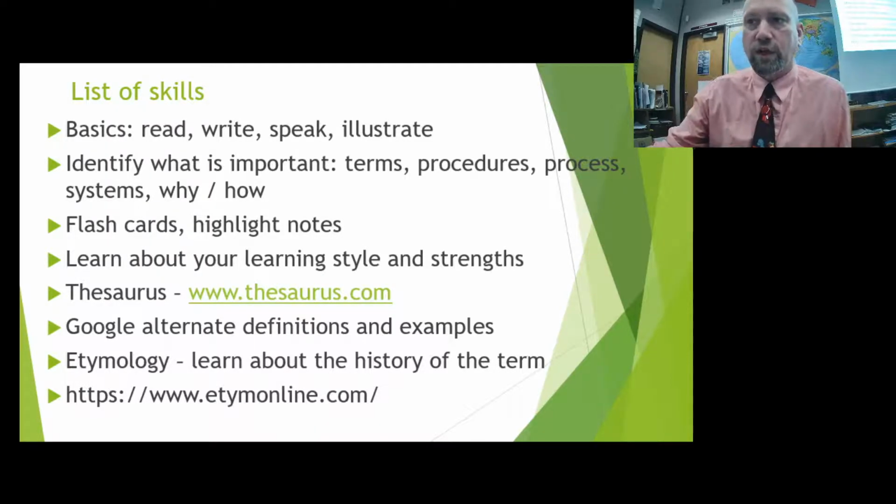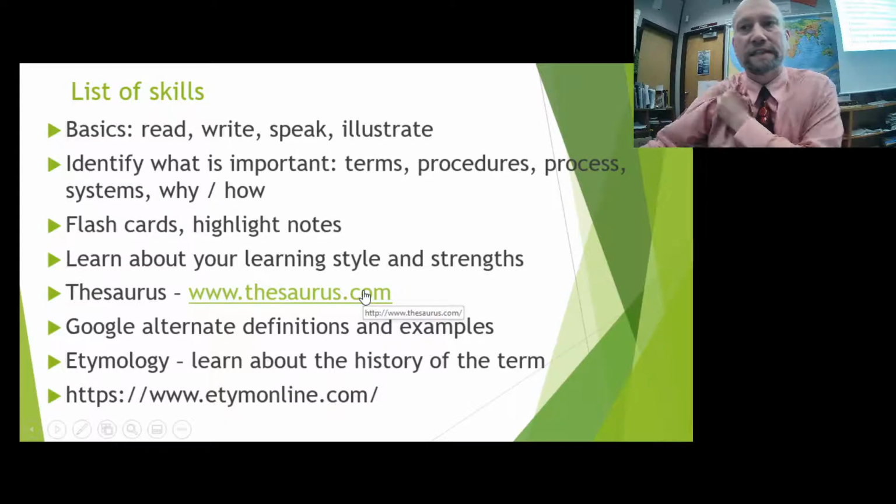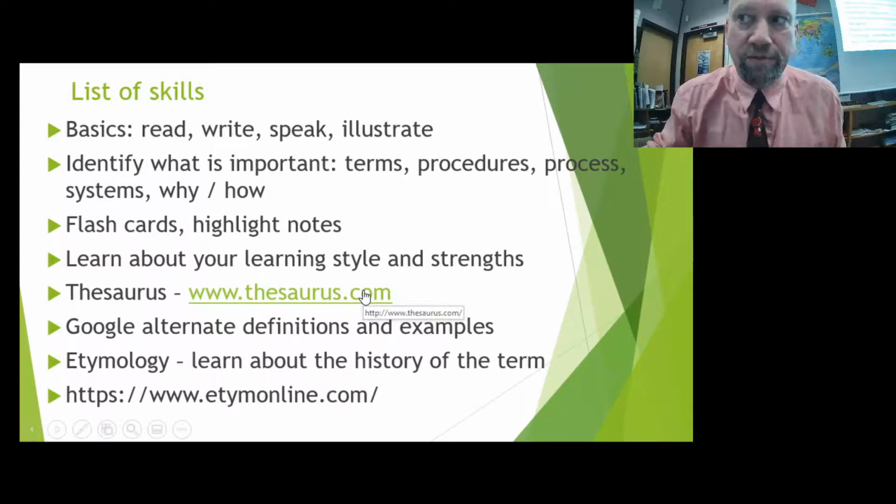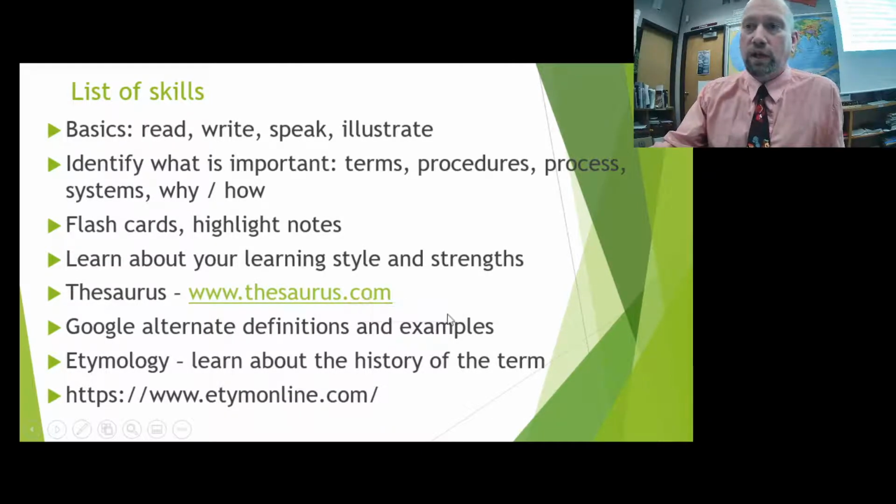Other advanced tricks you can use would be a thesaurus to help you look up meanings of words, synonyms, and make sure that you can understand various synonyms. You can Google alternate definitions and examples, and you can also use an etymology dictionary to learn about the history of the term. Let's take a quick look at some examples of those ways of study.